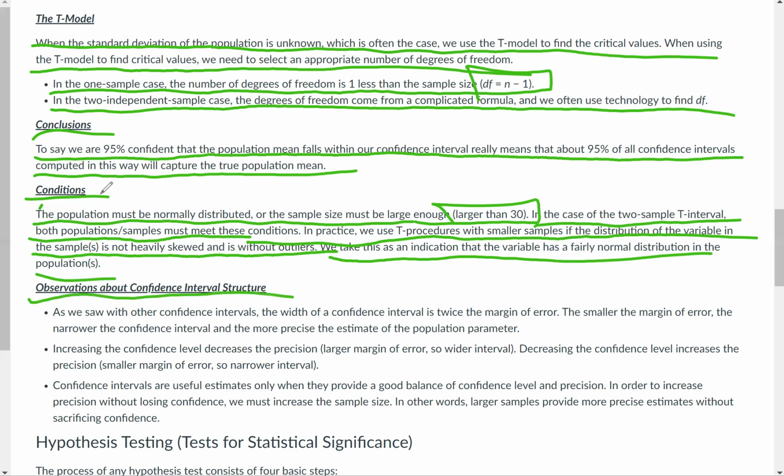Now we talk about observations for confidence interval structure. First, as we saw with other confidence intervals, the width of a confidence interval is twice the margin of error.